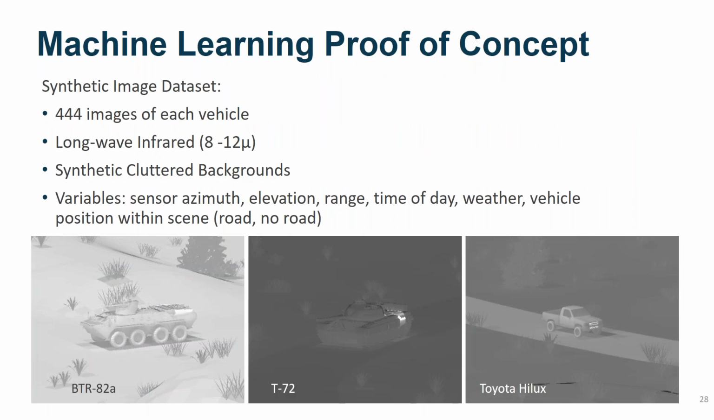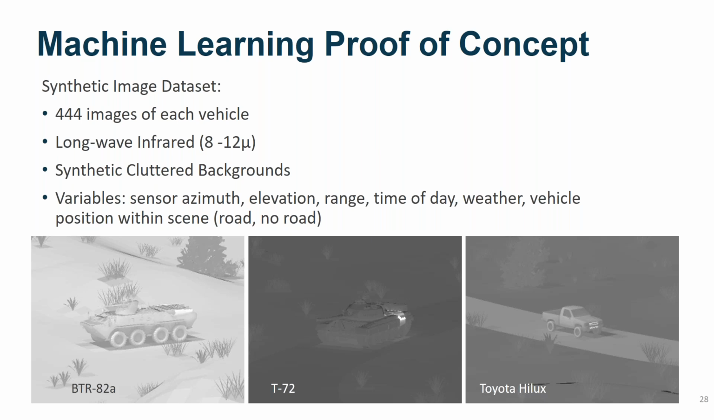So for this initial proof of concept, we used, I guess, a relatively small data set, 444 images of each of these three vehicles. So an 8-wheel troop carrier, a T-72 battle tank, and a Toyota commercial pickup truck. So pretty diverse targets, but a nice, easy starting point.